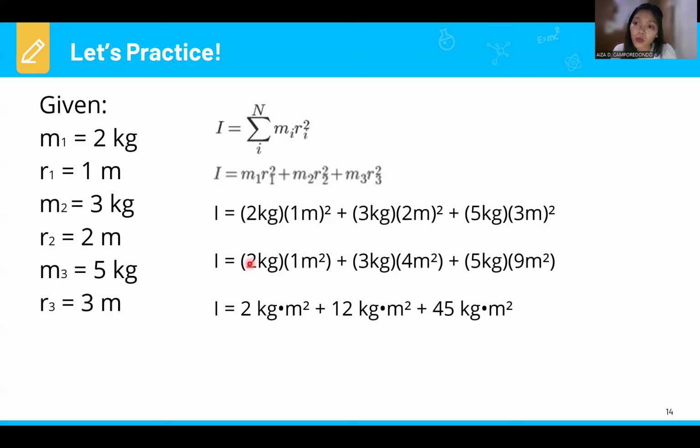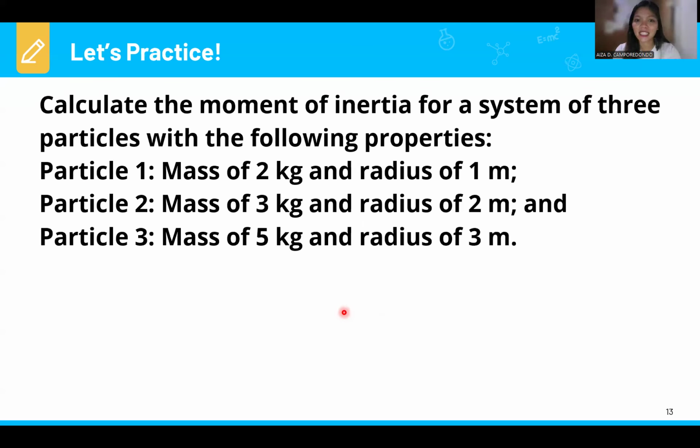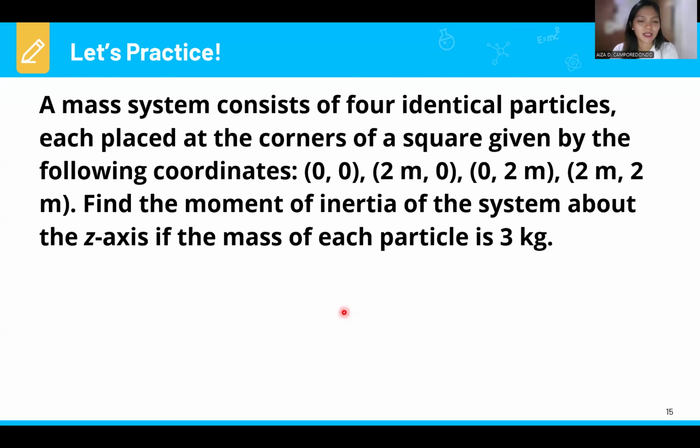Now, 2 times 1 is 2 kilogram meter squared. 3 times 4 is 12 kilogram meter squared. And 5 times 9 is 45 kilogram meter squared. If we add all these values, we arrive at the final answer, which is 59 kilogram meter squared. And that is the moment of inertia of those particles. Okay. Now let's try another problem.